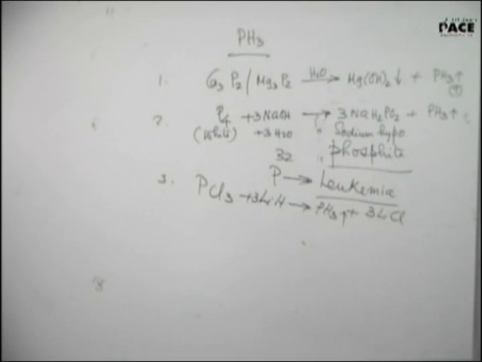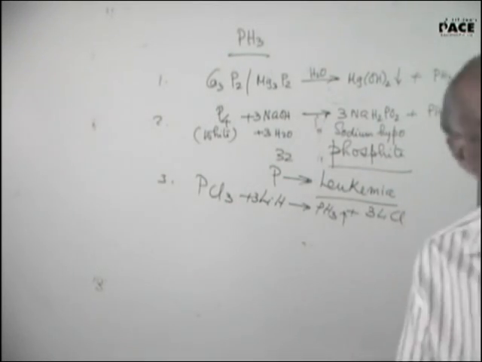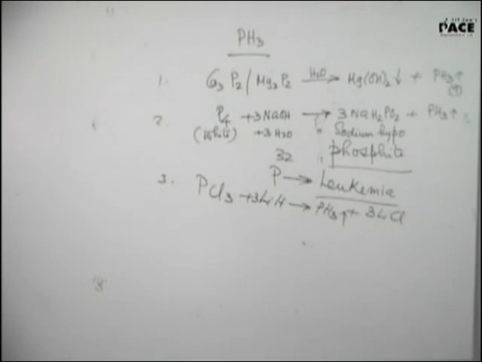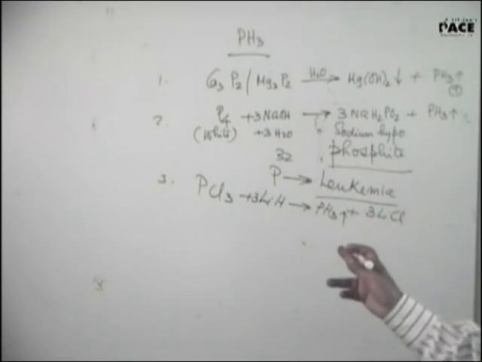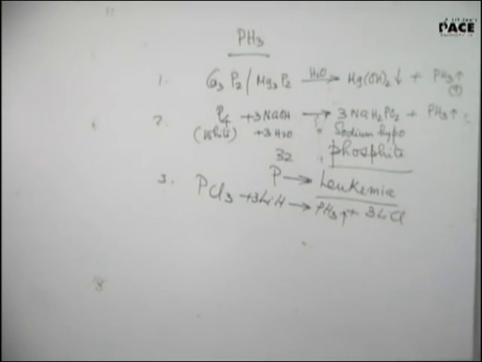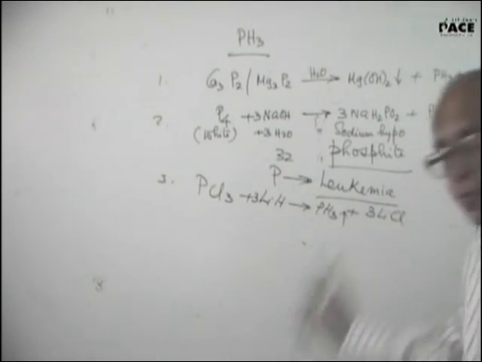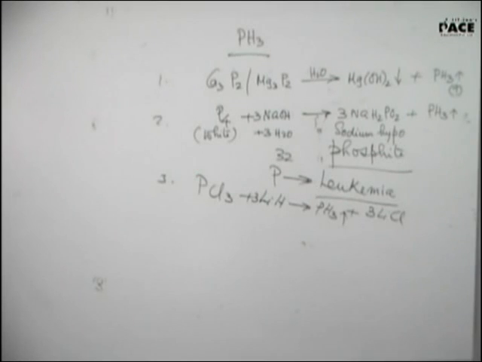Second method is white phosphorus. When you react it with sodium hydroxide, it gives you sodium hypophosphite and phosphine. Red phosphorus does not react with sodium hydroxide. Yesterday I mentioned this to you. And phosphorus trichloride, when you reduce with lithium hydride, you get phosphine and lithium chloride. And phosphine is a gas.